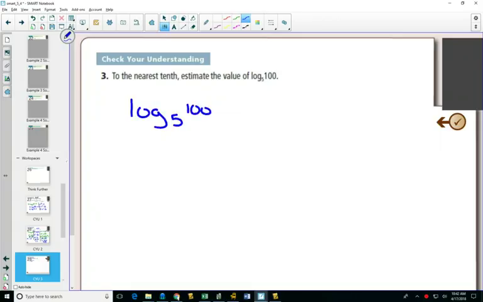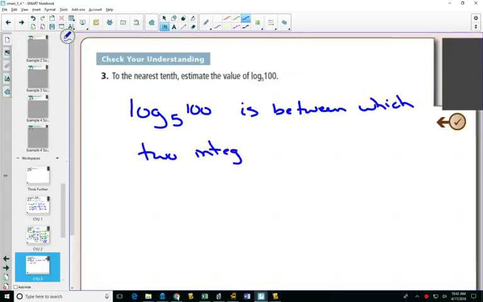log 5 of 100 is between which two integers? So is it between, and then if it was multiple choice, they'd have, is it between 1 and 2, 2 and 3, 3 and 4, 4 and 5, 8 million and 8 million and 1? So you could figure out where is that number.